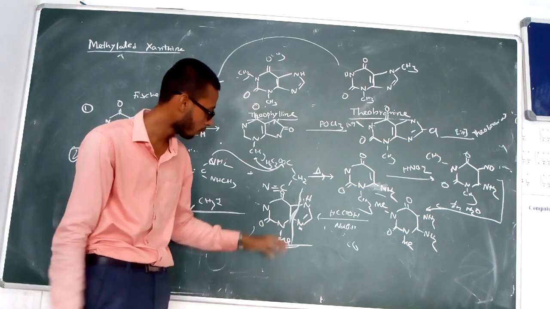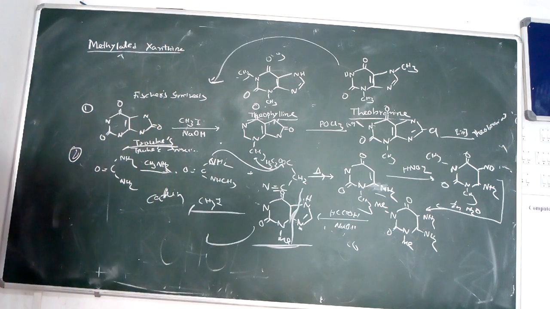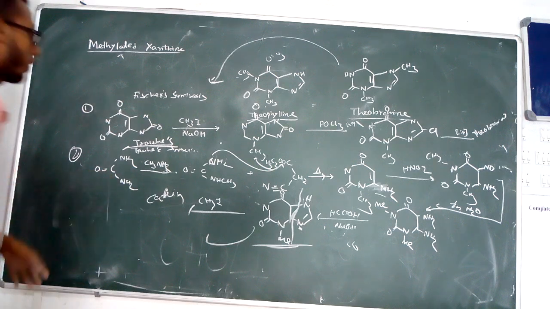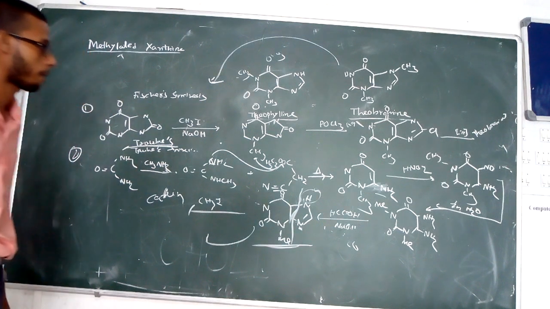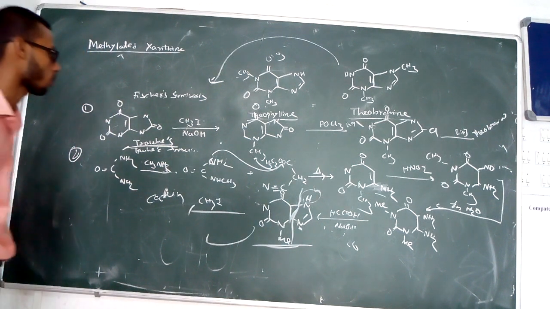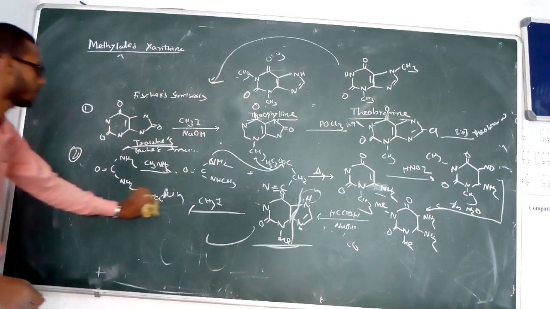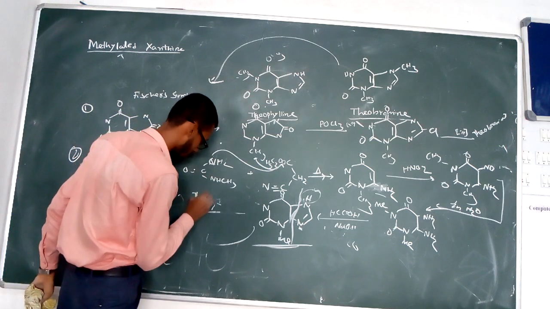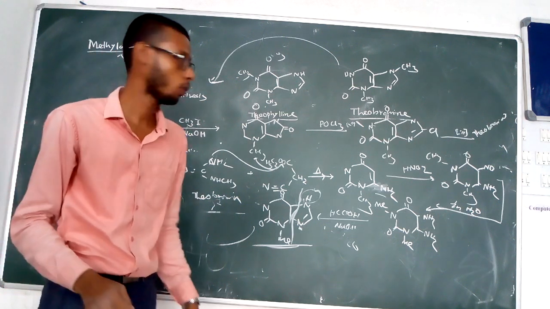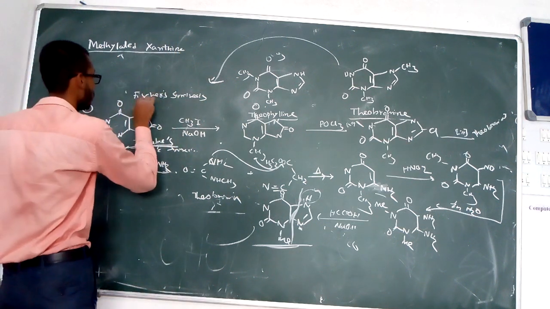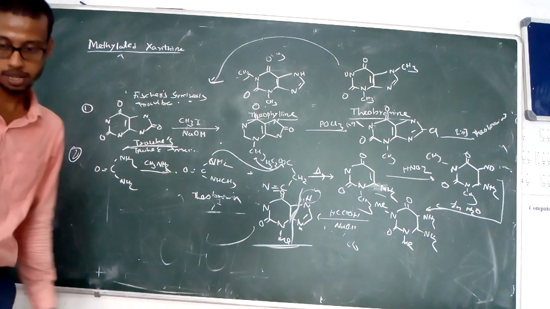See that at the position of the 3 there is a methyl substitution, but at the 7 there is no methyl substitution. So at the last, it reacts with methyl iodide. So methyl substitution occurs at the position of the 7, and it will form the final compound, that is theobromine. So by these methods, one is the Fischer synthesis, another one is the Traube synthesis, we can easily synthesize the methylated xanthine.